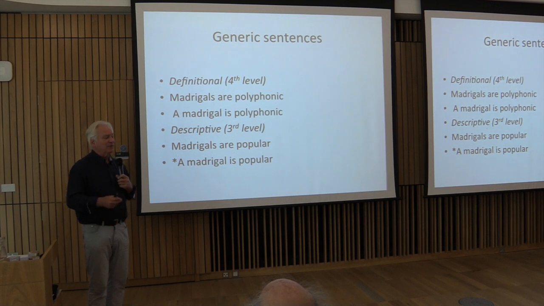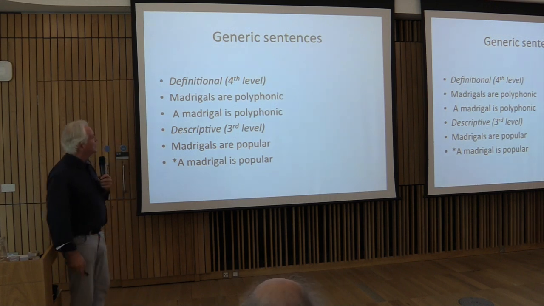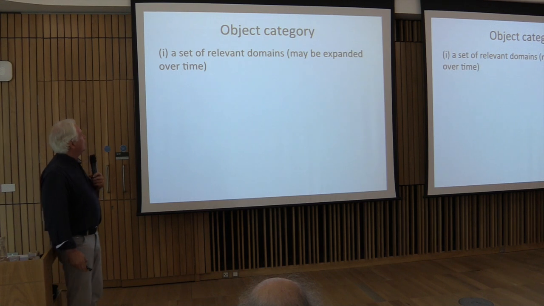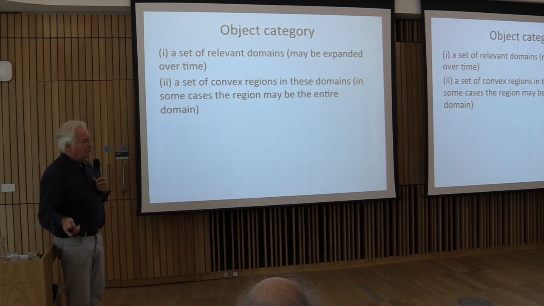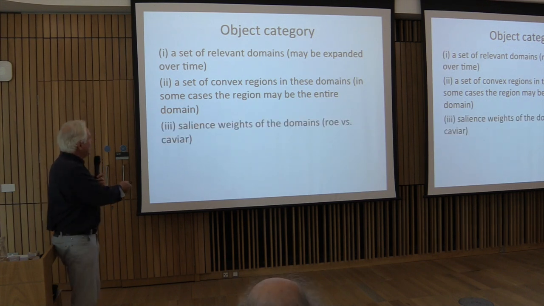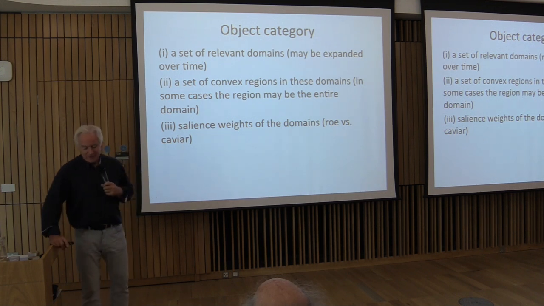While "all men are mortal" is a part of the meaning of being human, more or less. It's a very central part. Okay, that's more or less a parenthesis about the generic sentences. I define the object categories, a set of relevant domains. They may expand over time, as I showed you with Apple. And there is a set of convex regions in these domains. Sometimes it's the entire domain. There is a salience weight of the domains. Some domains may be of different importance here.